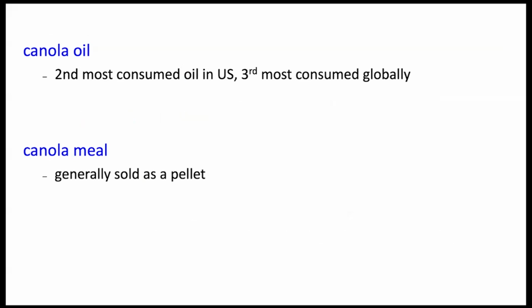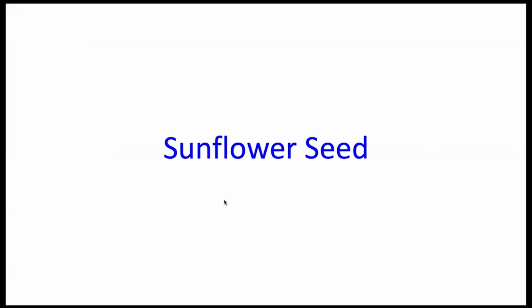One thing I probably should have mentioned when we were talking about soybeans earlier, soybean oil is sometimes sold as soybean oil, but then also sold as vegetable oil. So if you see vegetable oil in the grocery store, most of the time that's going to be straight soybean oil. That canola meal is generally going to be sold as a pellet as well.